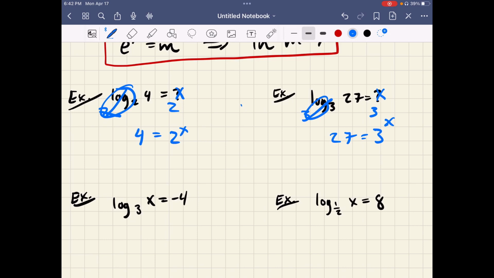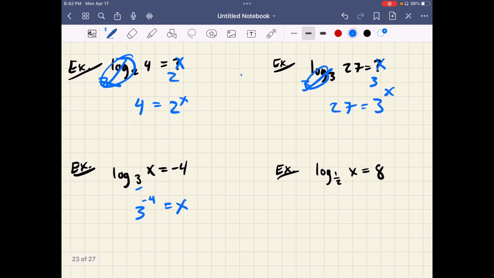All right, it's a little bit different order here, but I still know that the 3 is going to be the base, so I have 3 here, and I know this -4 over here is going to be my exponent, and that equals some unknown value. I know that 3 to the -4 is going to be 1 over 3 to the 4th, which I know 3 to the 4th power is 81. So x in this case equals 1 over 81.